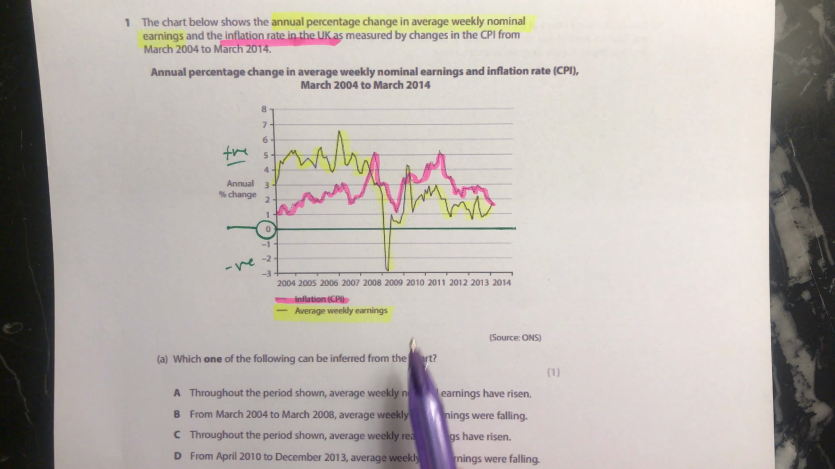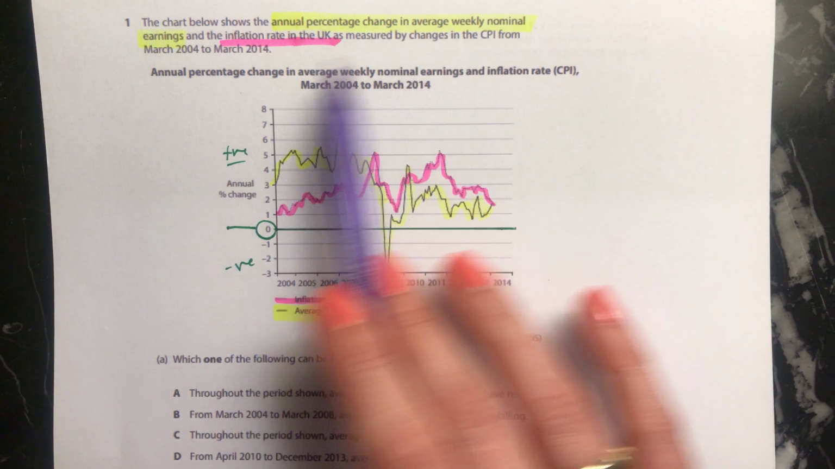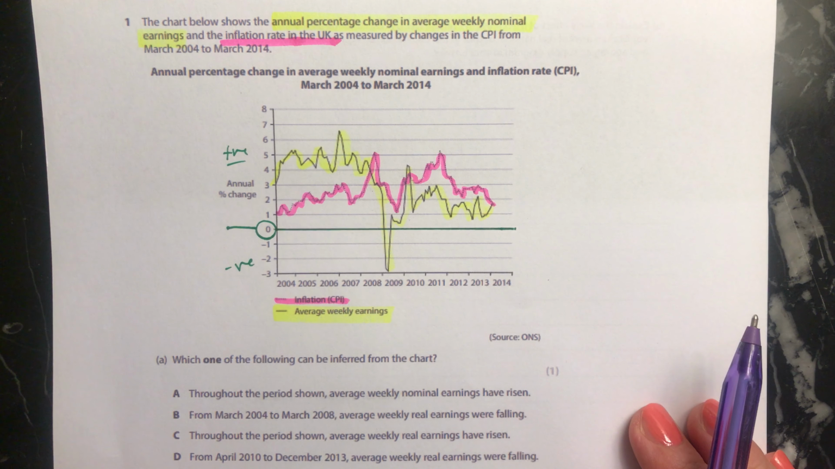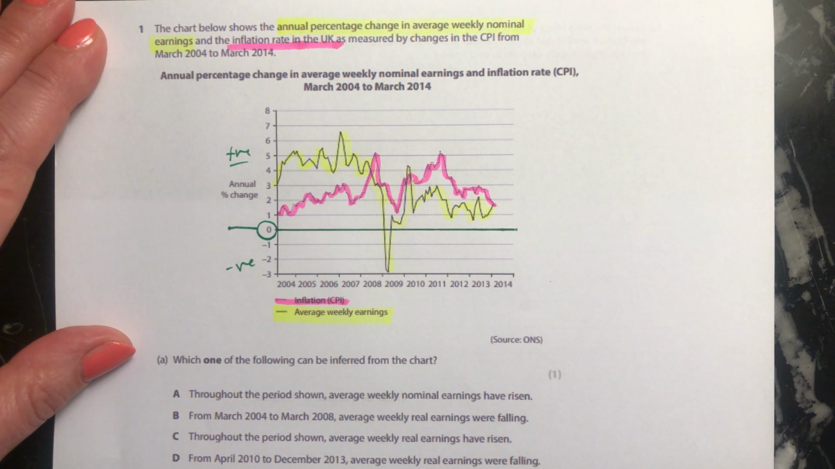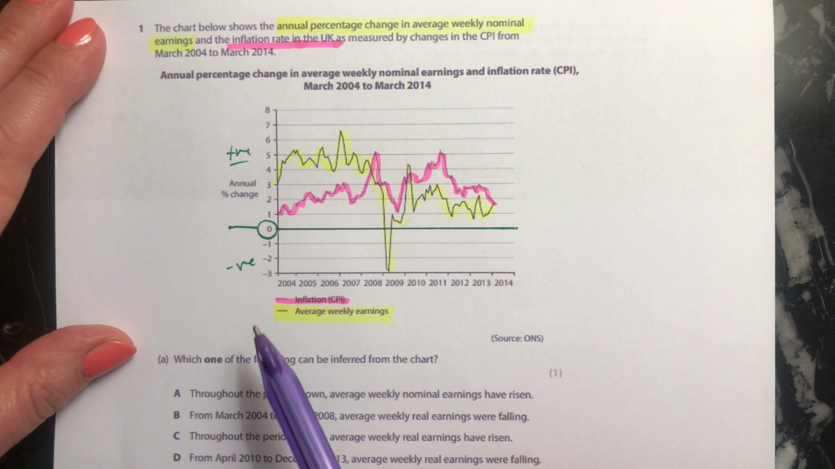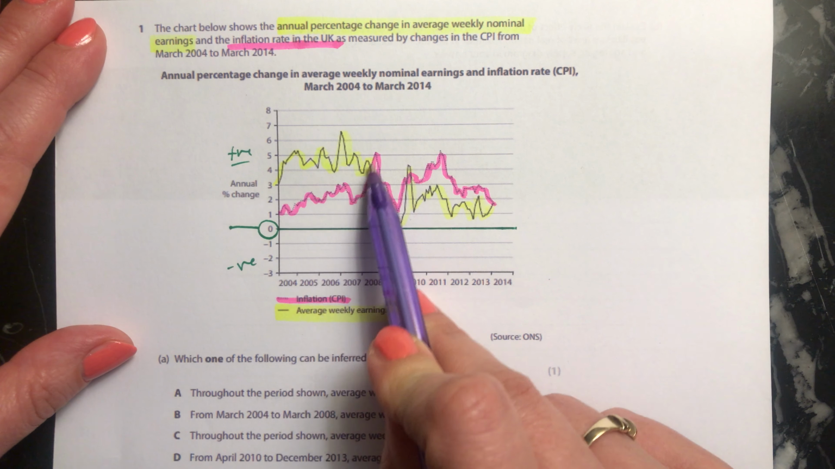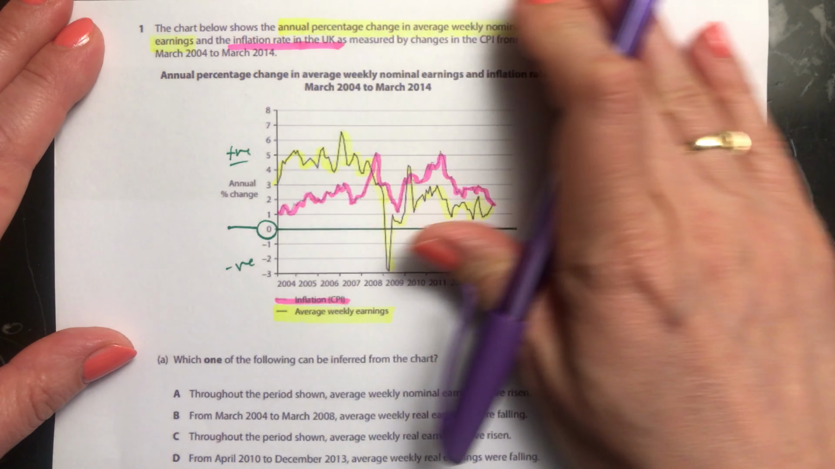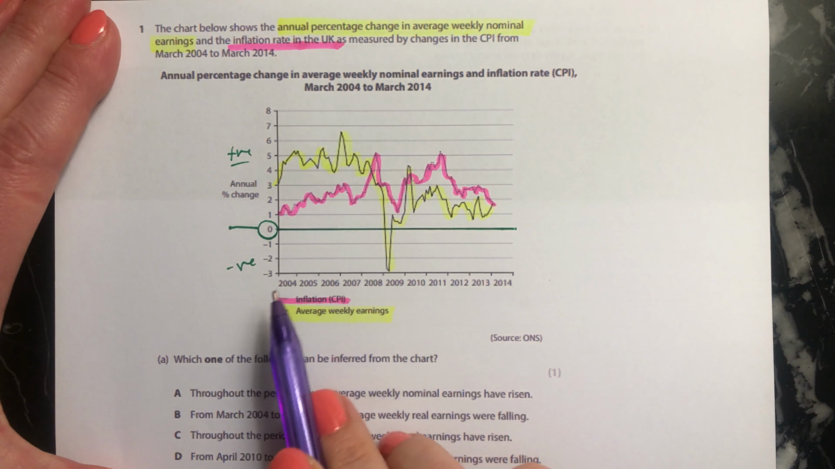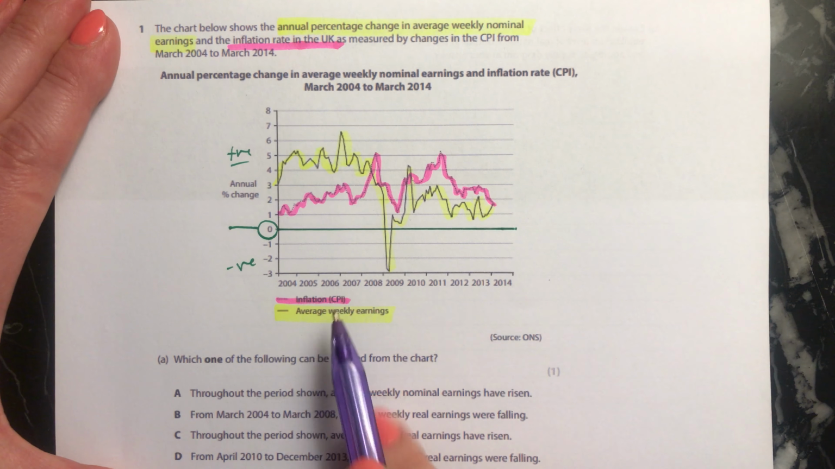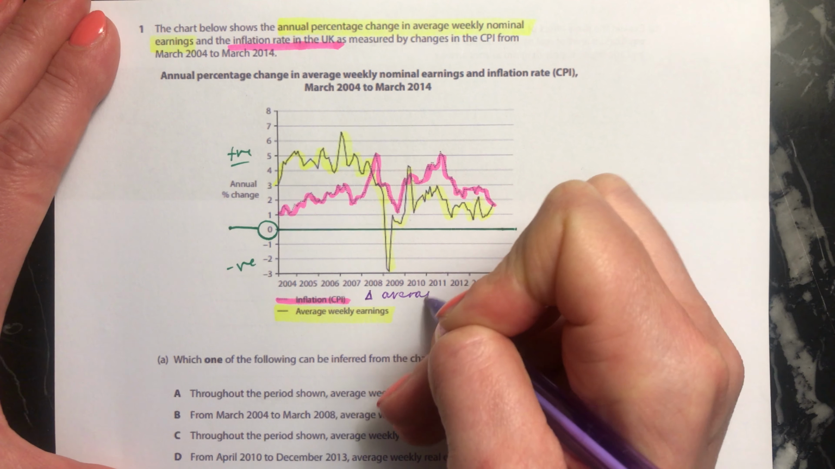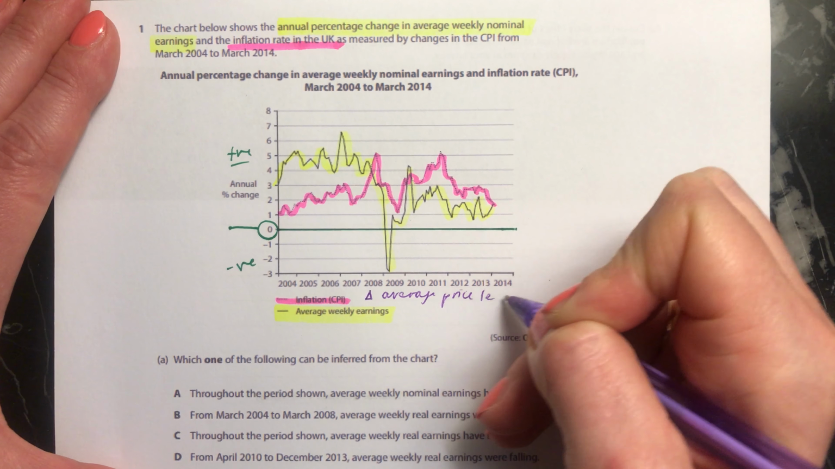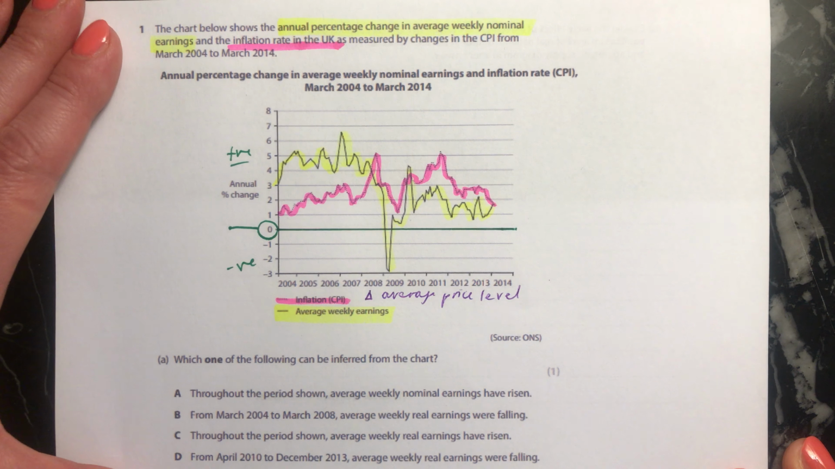Hi everybody, this is a multiple choice question looking at the average weekly nominal earnings percentage change on the year before, and it's also looking at the inflation rate. I've done these in different colours so that you can see them more easily. The pink line is showing the inflation rate measured by the Consumer Prices Index over this period of time. The inflation rate, remember, is showing the change in the average price level, so the average price of goods and services in the country.